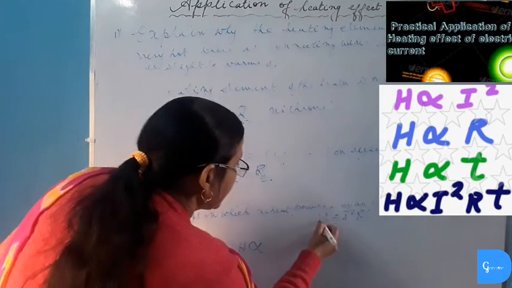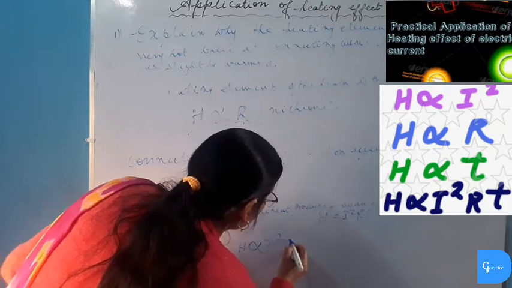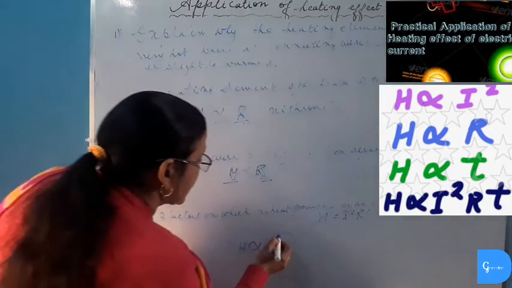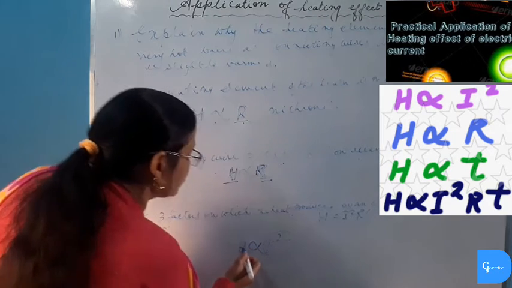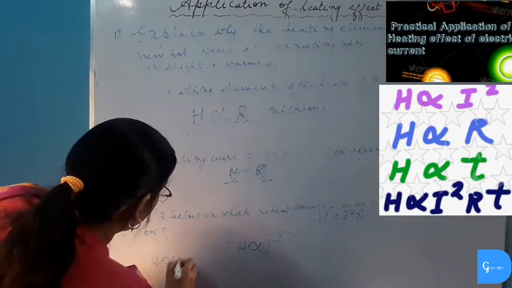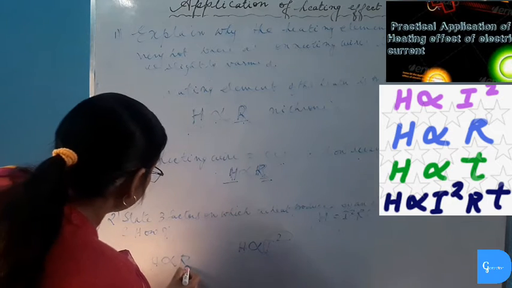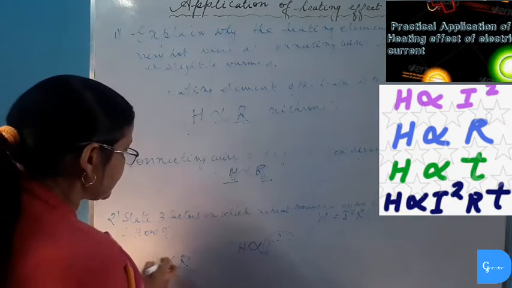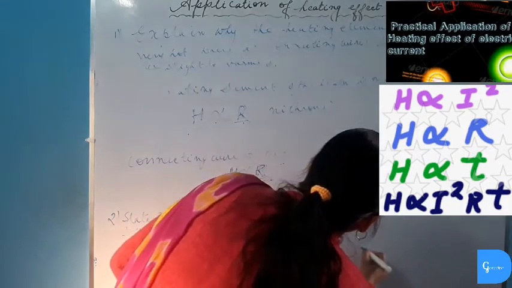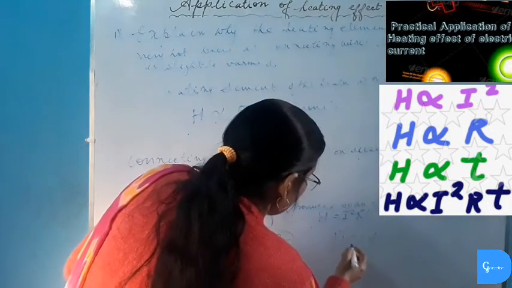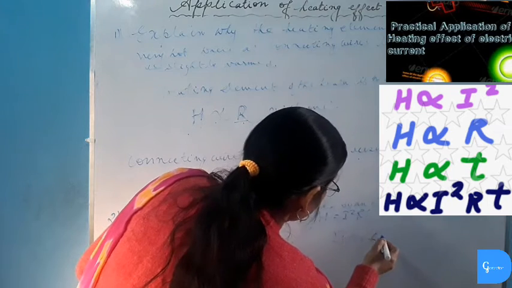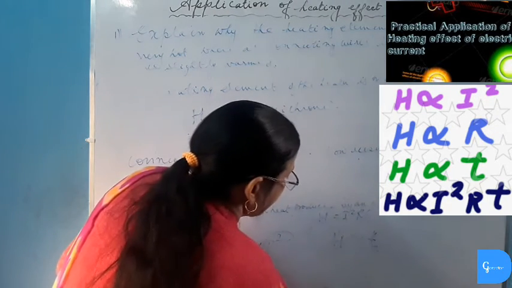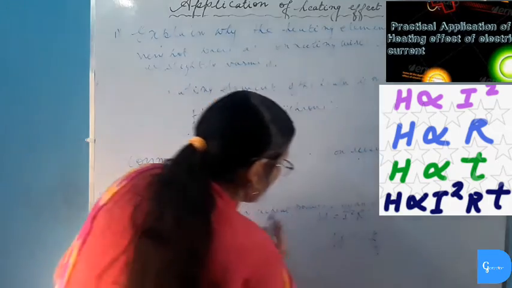How does it depend? Heat produced is directly proportional to square of the current. That is, when the current is double, heat produced becomes 4 times, and when current is half, heat produced becomes 1/4 time. And heat produced is directly proportional to the resistance. So when resistance is more, heat produced is more. When resistance is less, heat produced is also less. And time, heat produced is directly proportional to time. If time is increased for a fixed resistor and for a given current, then heat produced will also be increased, and if time is decreased, heat produced will also be decreased.